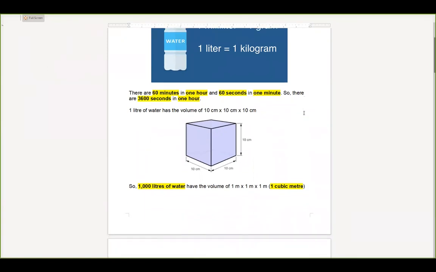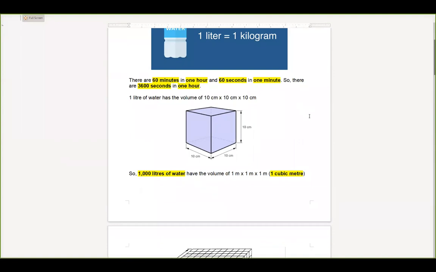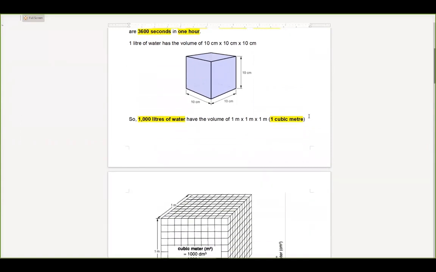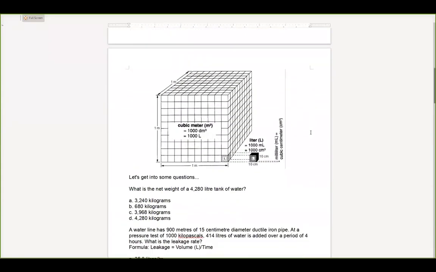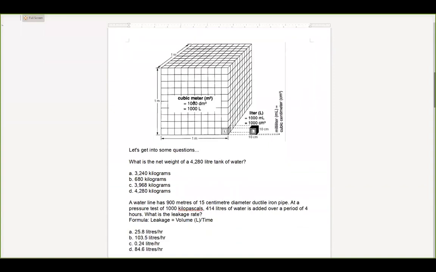1 liter of water has the volume of 10 centimeters by 10 centimeters by 10 centimeters. So 1,000 liters of water have the volume of 1 meter by 1 meter by 1 meter, which is 1 cubic meter. And that is also used in many of the questions related to water. So this is a cubic meter, and it is equivalent to 1,000 liters. That's how much space 1,000 liters of water would take up. And 1 milliliter would take up 1 cubic centimeter, and 1 liter would take up 1,000 cubic centimeters.